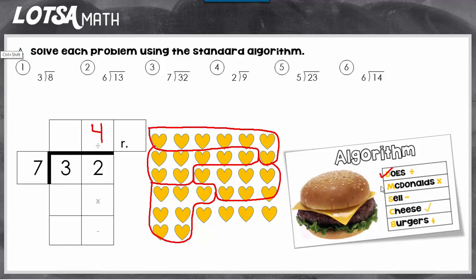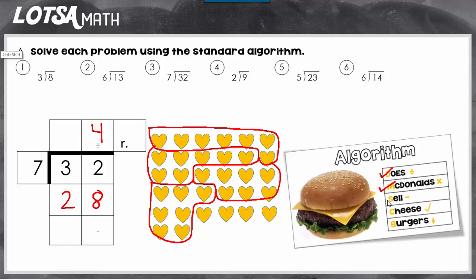The next step is to multiply. We multiply to figure out how many hearts actually were in a group. So how we do that is we multiply the number of groups by the number of hearts in each group. So 4 times 7. So 4 times 7 is 28. So I'm going to write my 28 here. And that was my multiply.